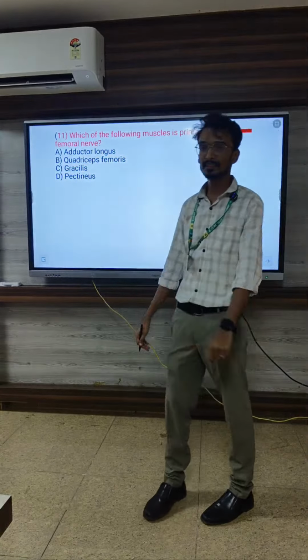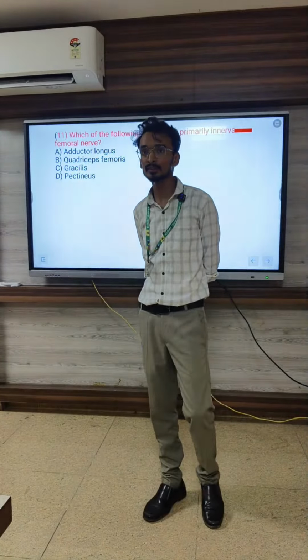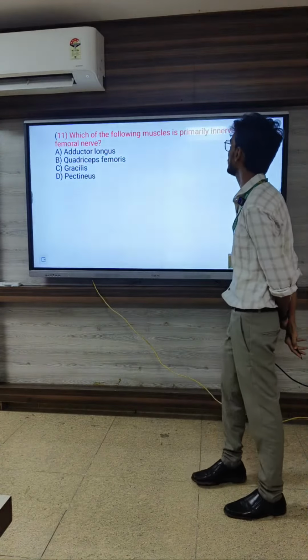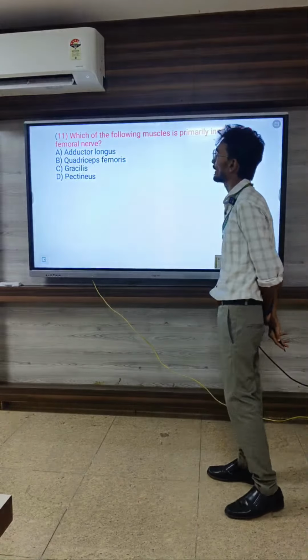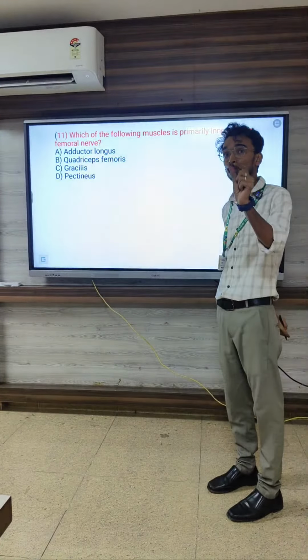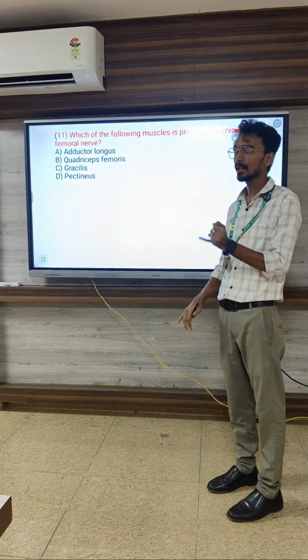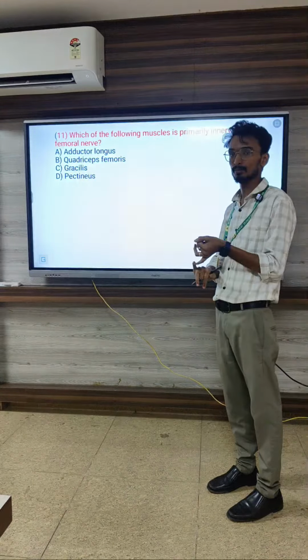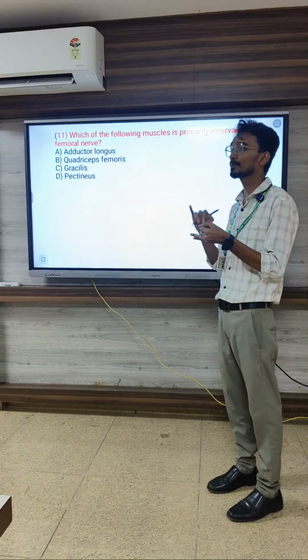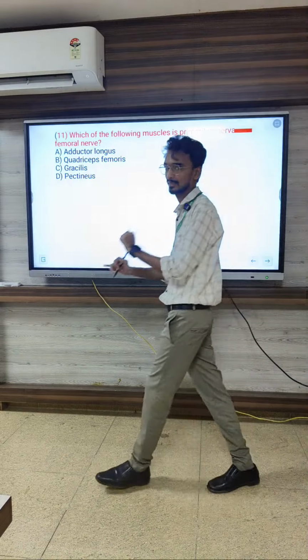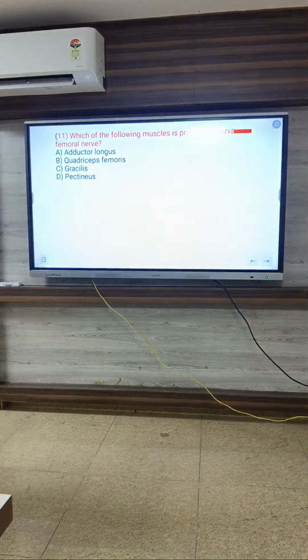Let's go to the lumbar plexus quiz. First question, that is the 11th question. Which of the following muscles is primarily innervated by the femoral nerve? Option A is adductor longus. Option B is quadriceps femoris. Option C is gracilis. Option D is pectineus. Have a glance. We'll be back.